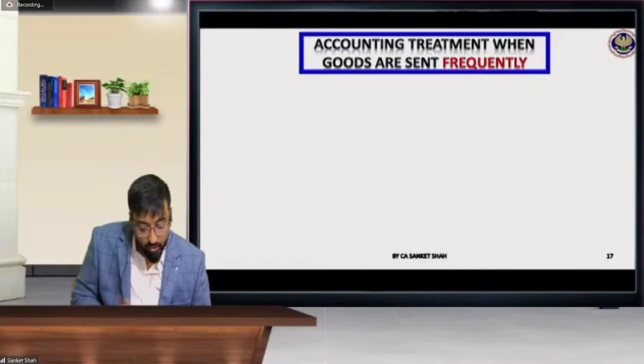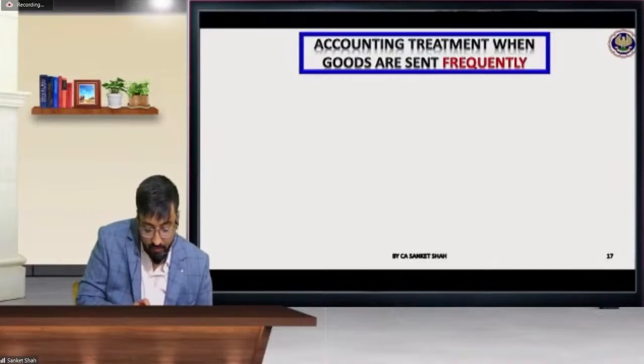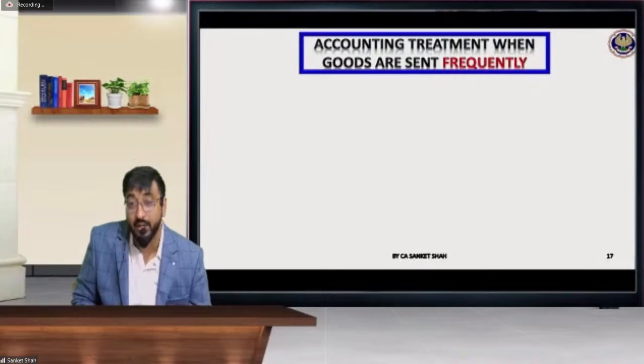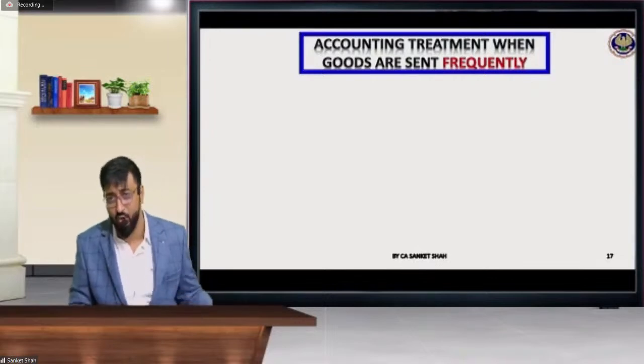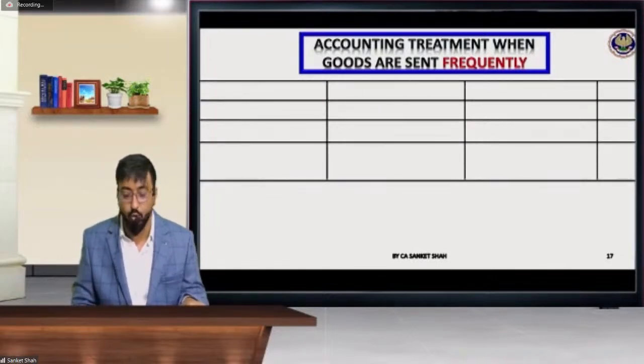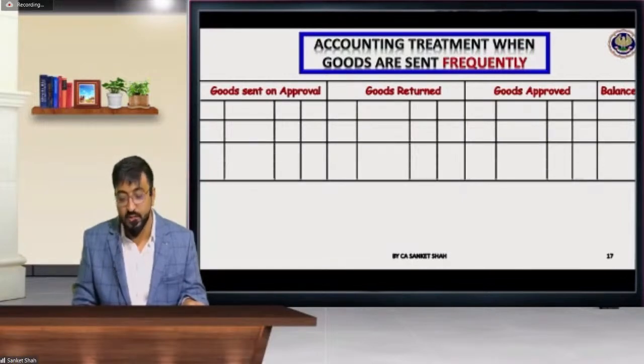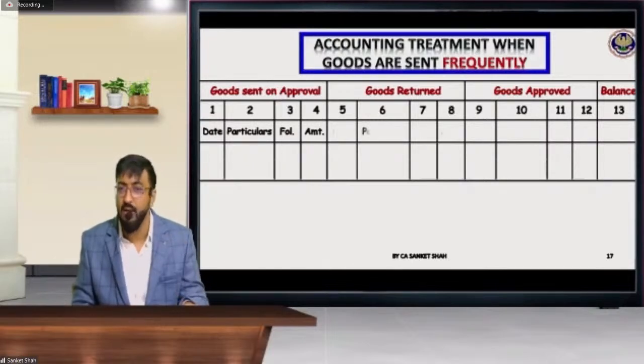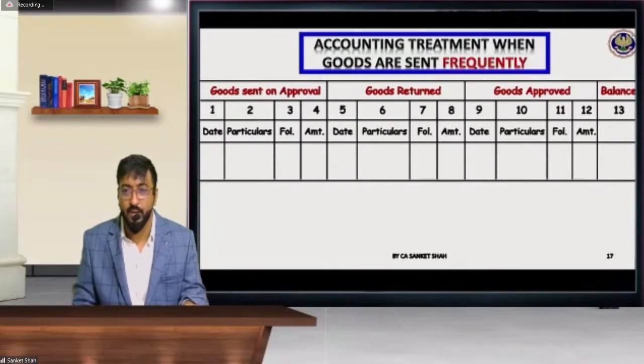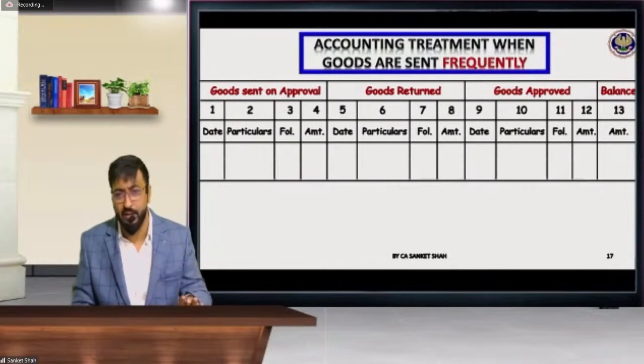Better, today we are going to take that last illustration, bill of exchange. Don't worry. Frequent approach: there are 4 columns: goods sent on approval, goods returned, goods approved, and balance. In goods sent on approval, you have 4 columns: date, particulars, folio number (folio number means page number), and amount. Same in case of return, same in case of approved, and in balance the amount is the only thing you are interested in.